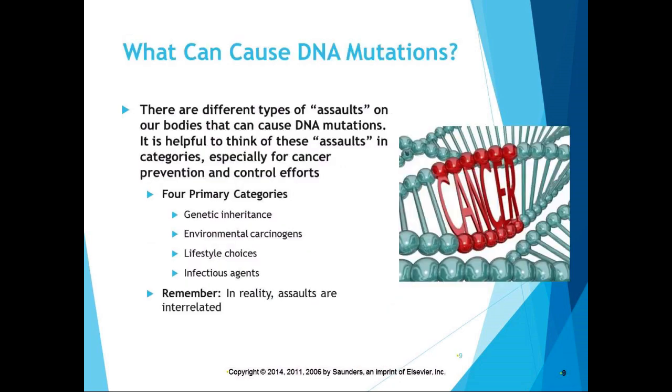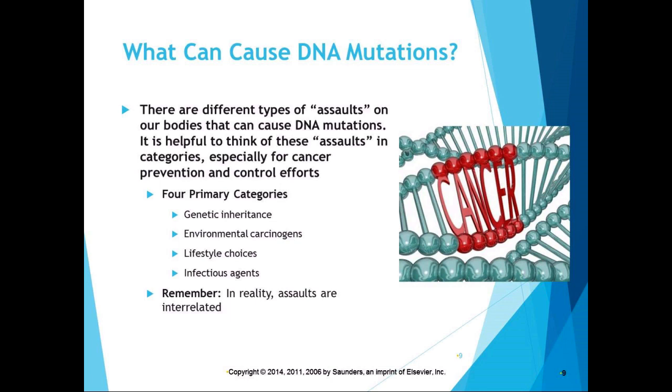So lots of different things can cause DNA mutations. There are different types of assaults on our body that are potential causes of DNA mutations. And when you're thinking about prevention, it's a good idea to think of these categories. The 4 primary categories are genetic inheritance, environmental carcinogens, lifestyle choices, and infectious agents. Some of those things we have control of, and some of them we don't.